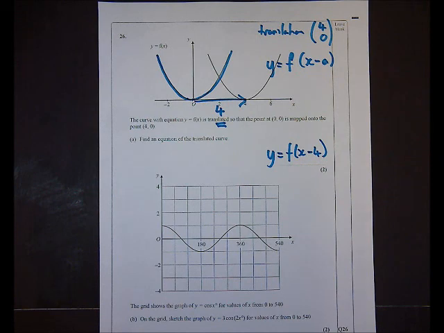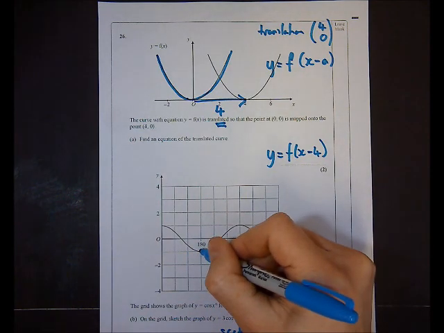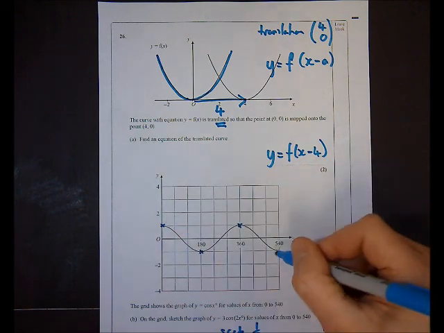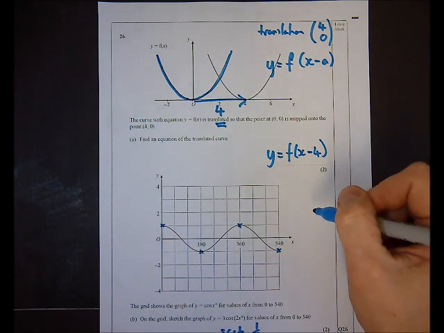In part B, I'm given the graph of y equals cos x from 0 to 540, and I'm asked to sketch the graph of y equals 3 cos 2x. So cos 2x is the first part that I'm going to deal with. And cos 2x is a stretch parallel to the x-axis of scale factor 1/2. So I'm going to take all of these points here, peaks and the troughs of the curve, and I'm going to stretch them parallel to the x-axis scale factor of 1/2.